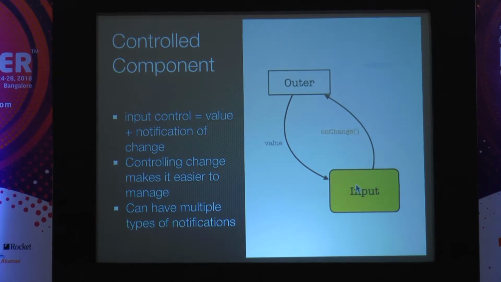So if the value of the input changes, you fire the on change. Or if some other events need to be fired, you actually fire these as callbacks to the higher level component. And this way you do data down, which is the value that always comes down, and events always going up. So let's see an example of this as well.